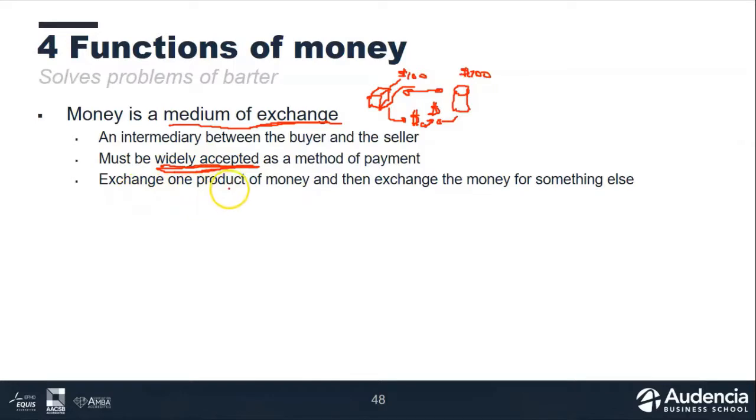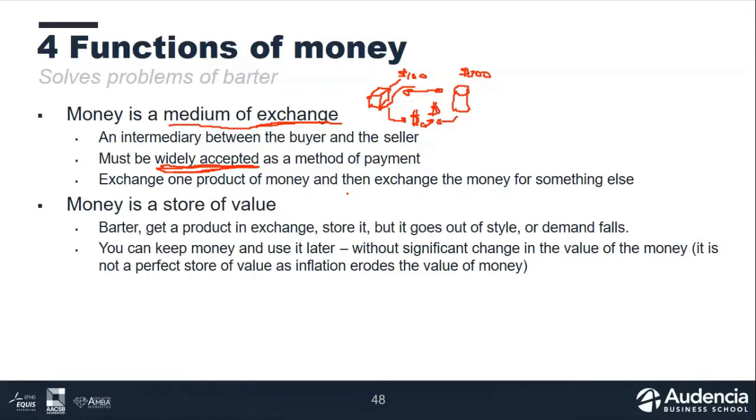And obviously we can exchange one product for money and then exchange the money for something else. I don't have to go out and find the perfect match between needs and wants. I can have an imperfect match.